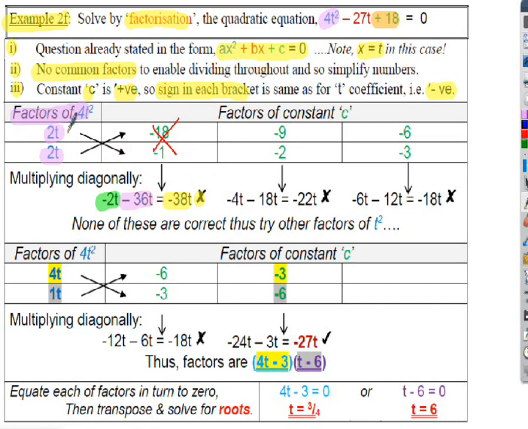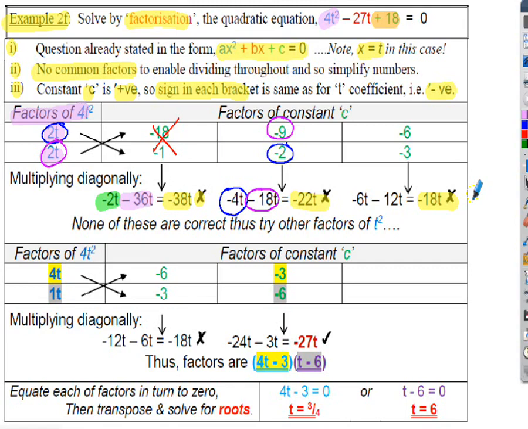So next I'm going to cross multiply the 2t with the negative 2, so that gives me the negative 4t shown here. Then I'm going to cross multiply the 2t with the negative 9, that gives me negative 18t. Add them up, that gives me negative 22t, so that's still wrong, that's not the negative 27t I'm looking for. And I can do the same with the last factors, but again I will see that I will not get the negative 27t. So none of those factors work there.